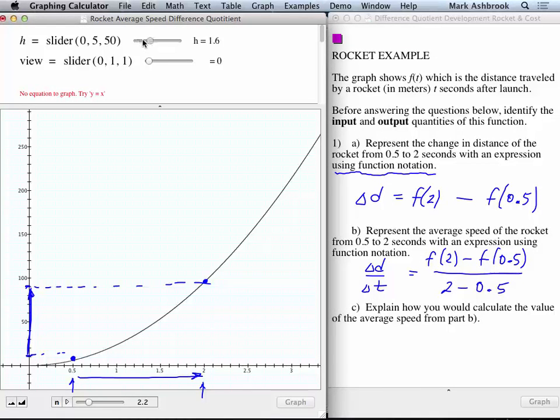What do you guys think? So our change was 1.5, right? And we're starting at 0.5?